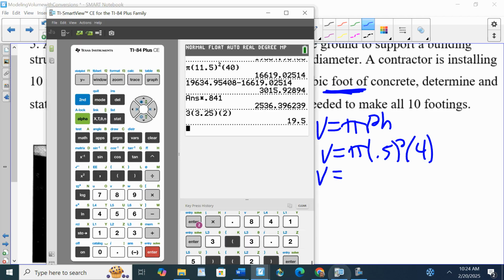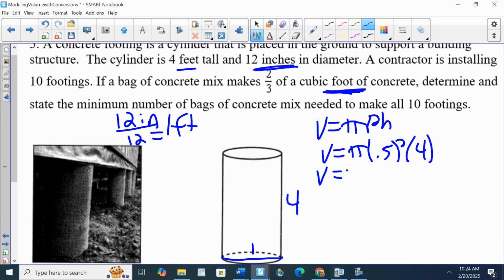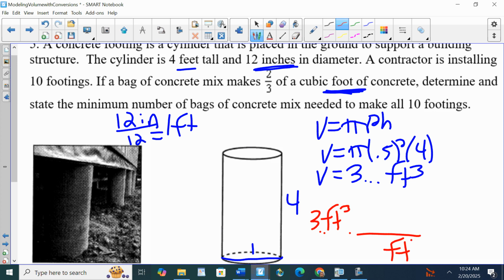V equals pi times 0.5 squared times 4. 3 dot dot dot cubic feet. So now I take my 3 cubic feet, dot, dot, dot, and I start my dimensional analysis. I know I have to get rid of cubic feet. So I've got cubic feet to bags.